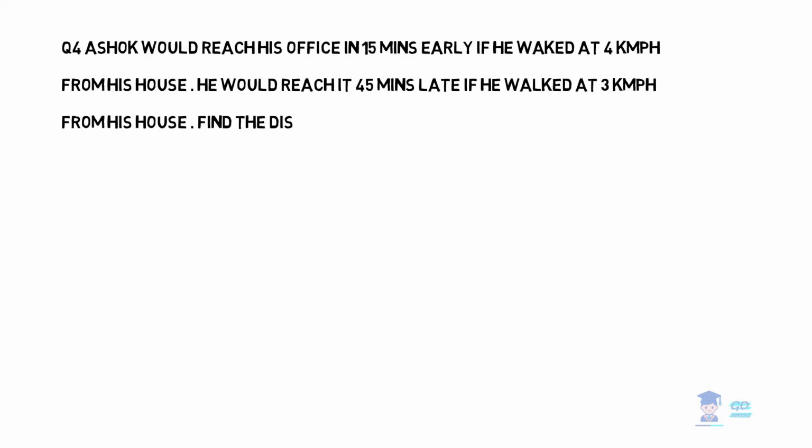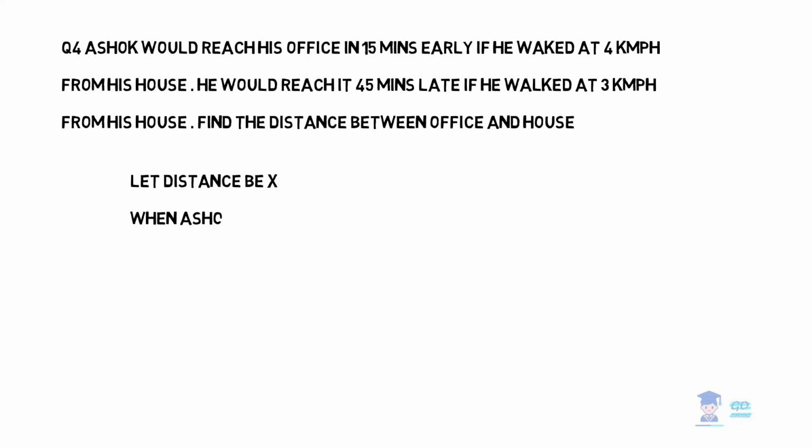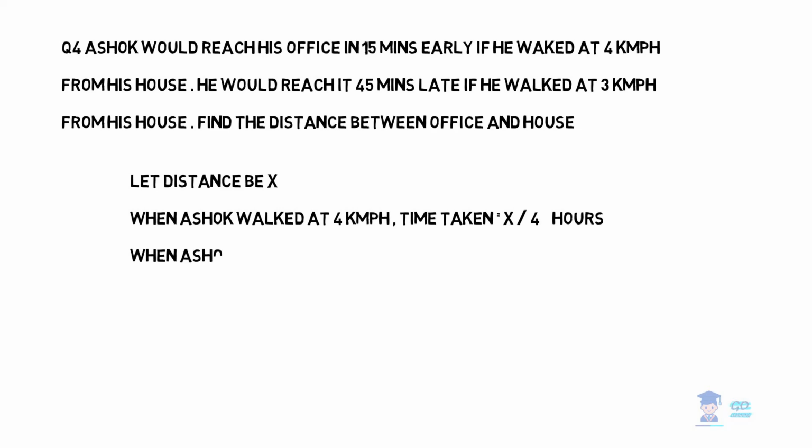Next question. Ashok could reach his office 15 minutes early if he walked at 4 kilometers per hour from his house. He would reach it 45 minutes late if he walked at 3 kilometers per hour from his house. Find the distance between office and house. I'm going to take the distance to be x initially. The time taken when he is walking at 4 kilometers per hour is distance by speed, so x by 4 hours. Similarly, at 3 kilometers per hour, the time taken would be x by 3 hours.